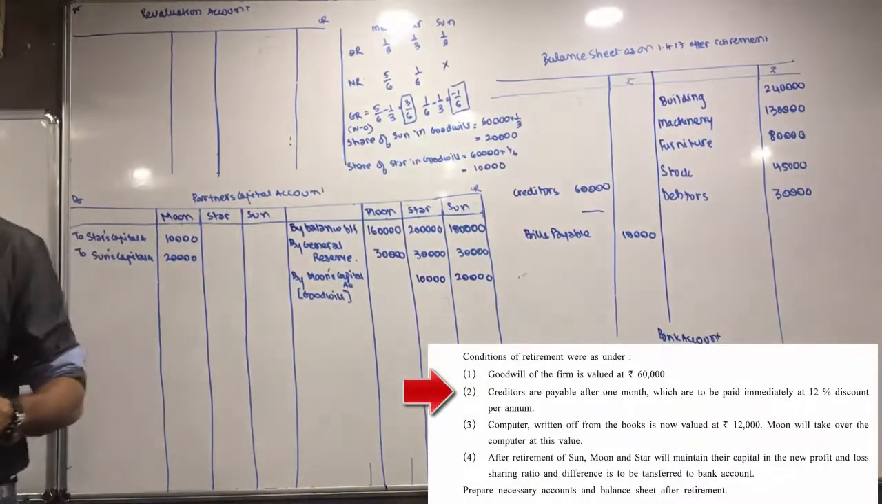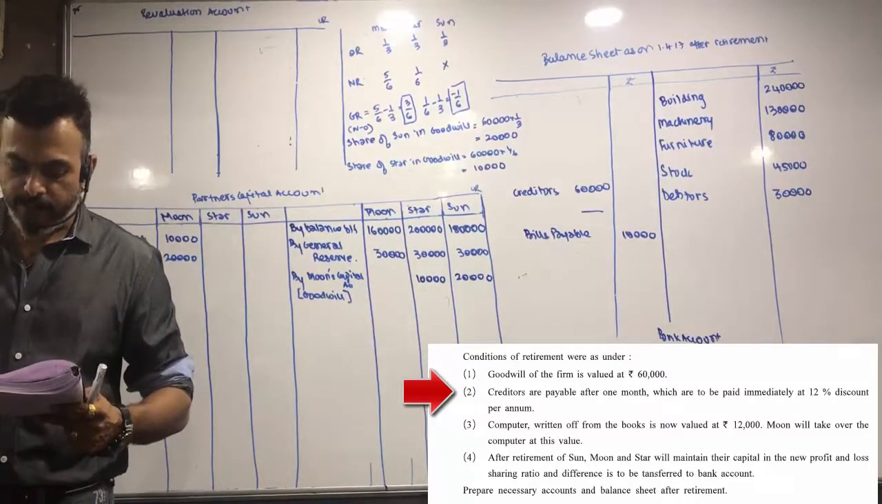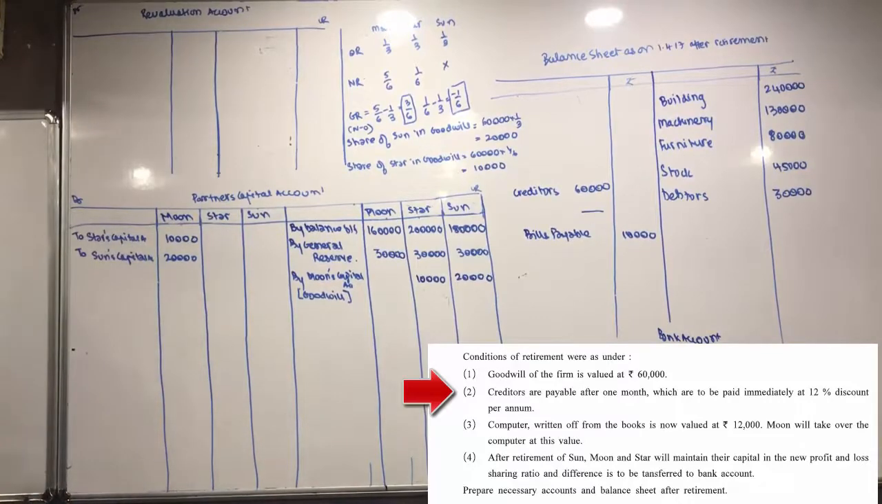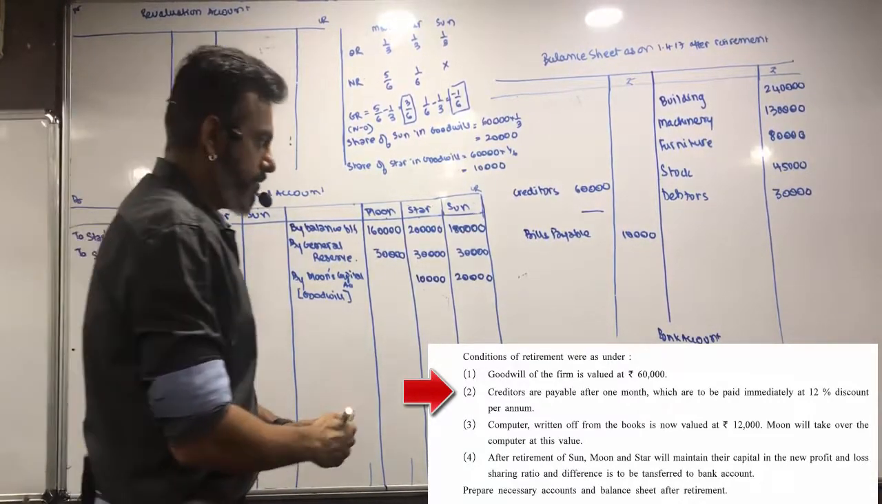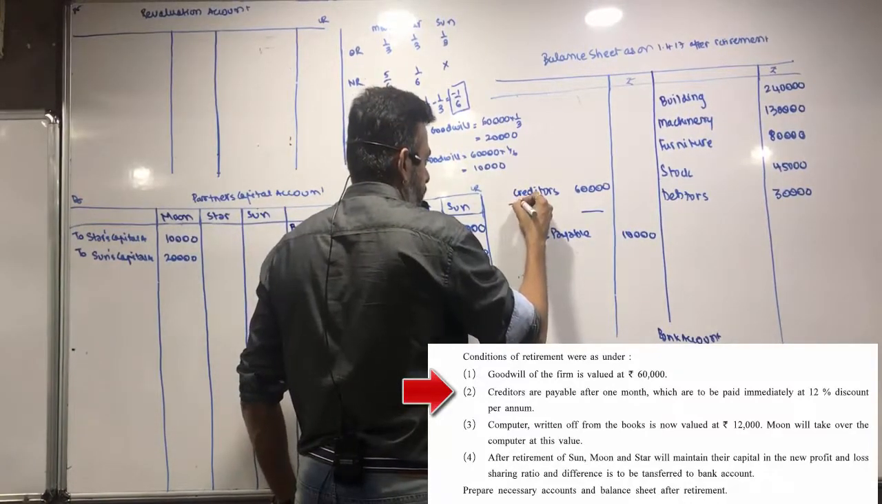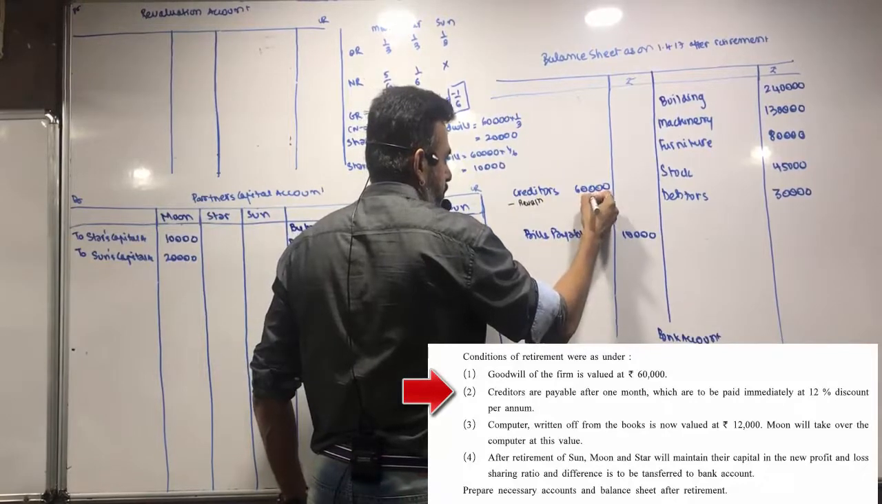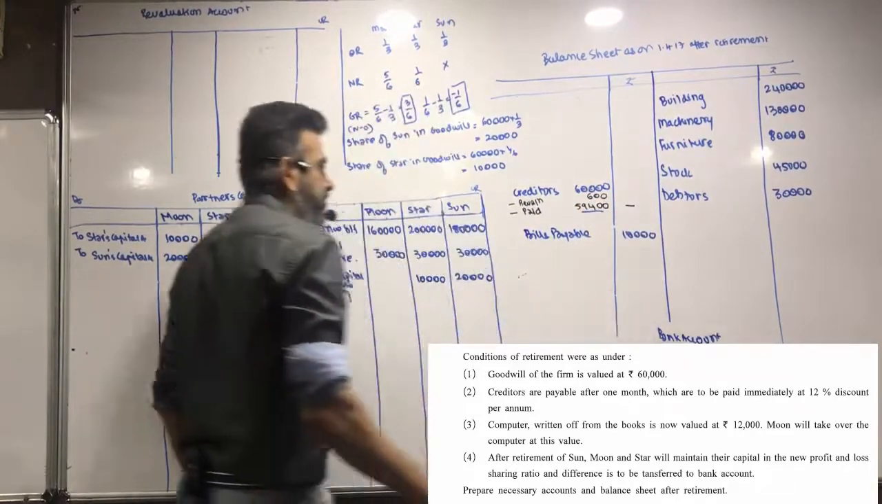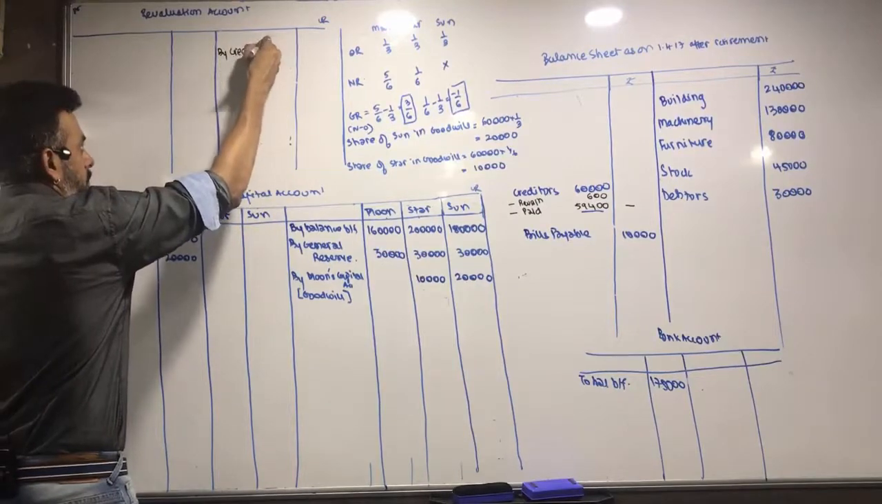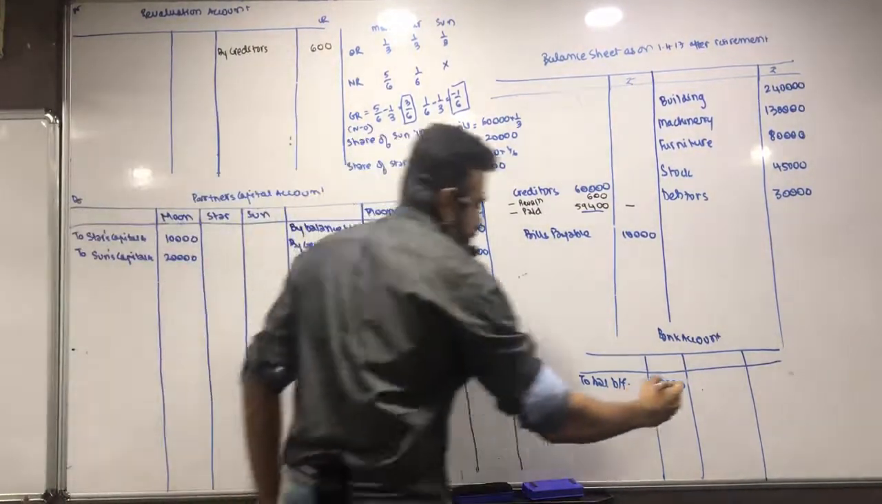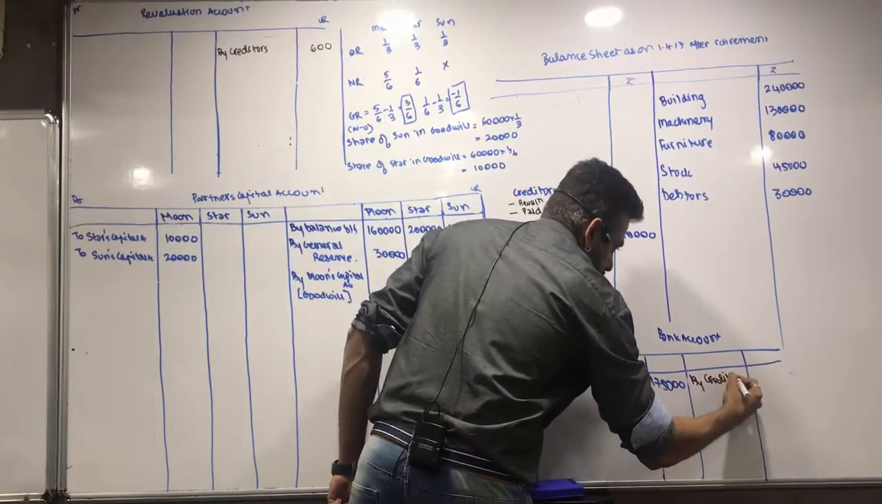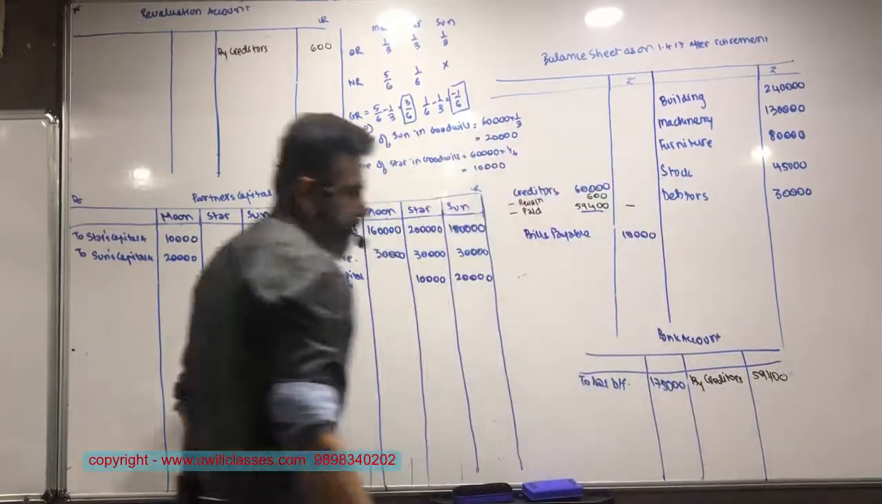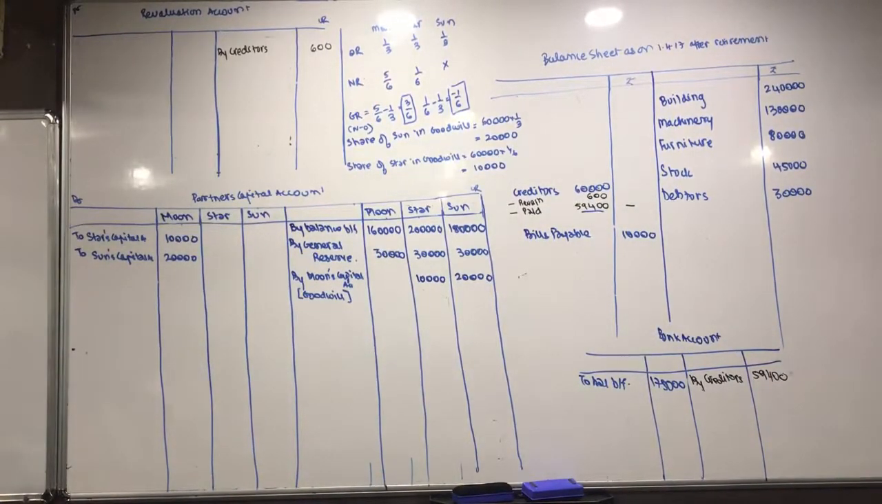Creditors are payable after 1 month, which are to be paid immediately at 12% discount per annum. So 12% for 12 months. So how much for 1 month? Minus revaluation 600 and minus paid 59,400 by creditors. 600 by creditors, 59,400. The journal entry will be creditors account debit, revaluation account debit, to bank account credit. That will be the journal entry.